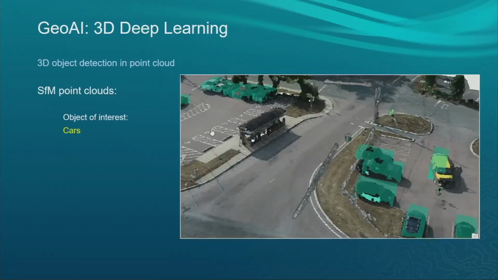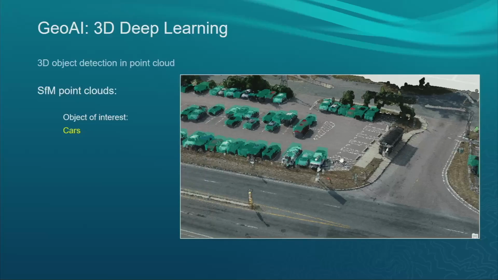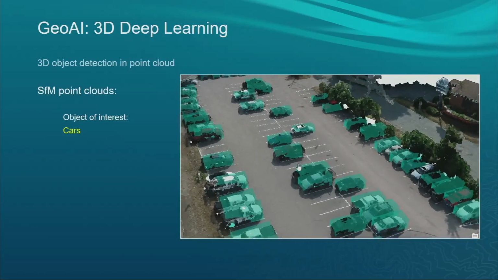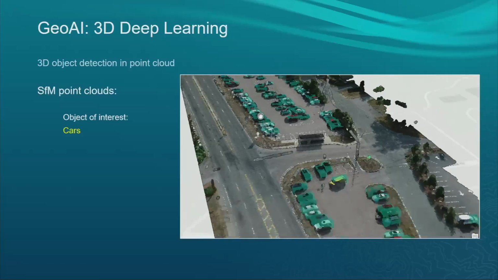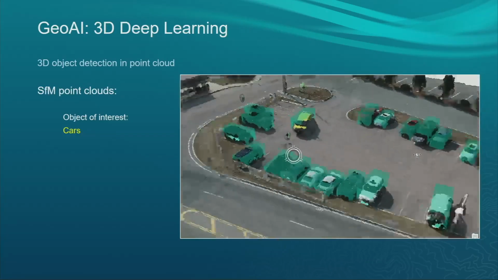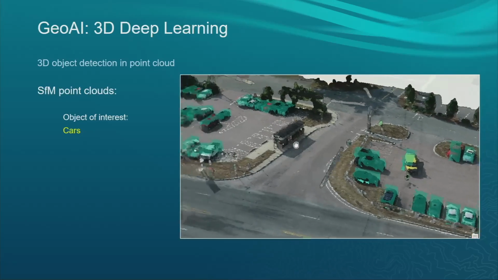And when it comes to object detection, we wanted to understand the number of cars. We were not interested in the exact points which represent the car, so we kind of counted the number of cars in a parking lot. So here is that example for object detection.